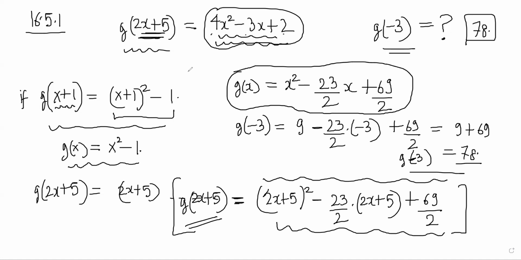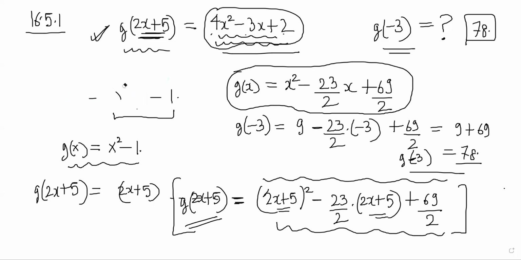How did I find my g of x? By trying to write this function g of 2x plus 5 in terms of 2x plus 5 as a variable. Obviously 2x plus 5 is linear and this side was a quadratic, so I have to do square and stuff, square and later subtract and add whatever to adjust it to become equal to this. So we are getting 78 as the answer.